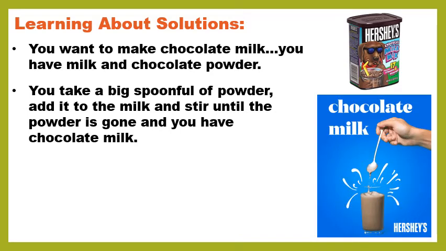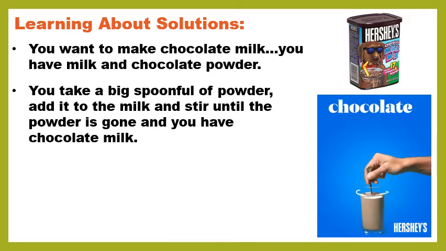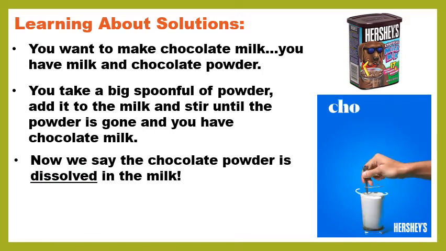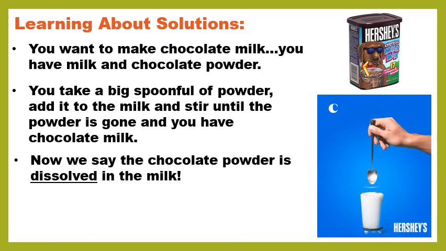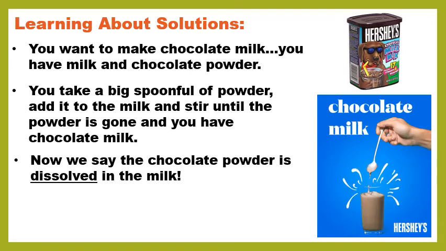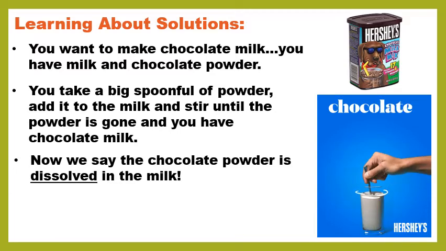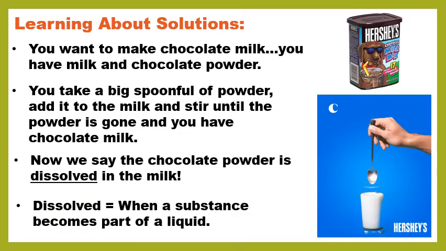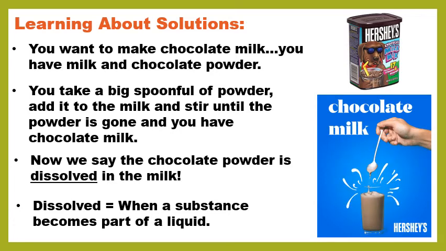Right? You don't want to take a drink and have all this powdery stuff on your lips or in your mouth. You want to make sure that all of that powder is gone and the milk and the powder are one, basically. So when you do that, we say that now the chocolate powder is dissolved in the milk. When you make your perfect chocolate milk, the milk is no longer white and there's no longer powder in your cup, we're going to say that that chocolate powder is dissolved. So another way that I could define the word dissolved is when a substance becomes part of a liquid.